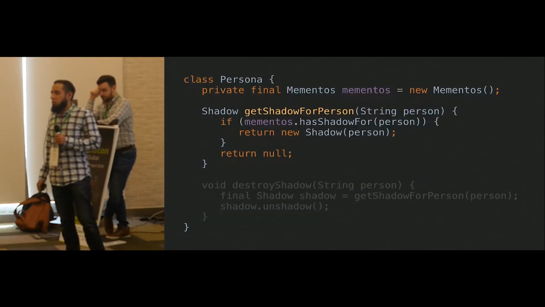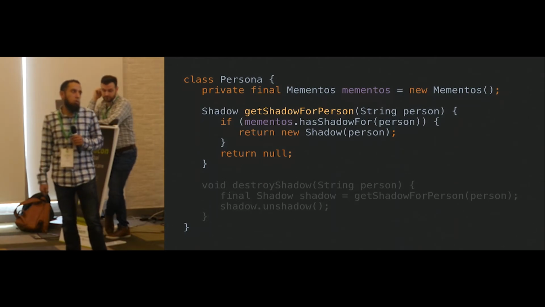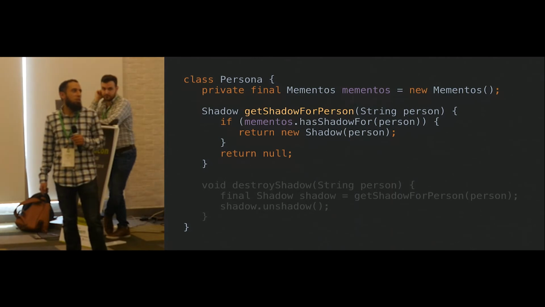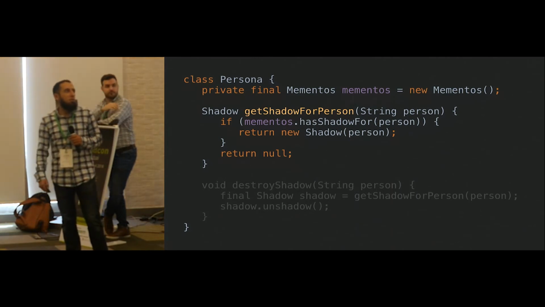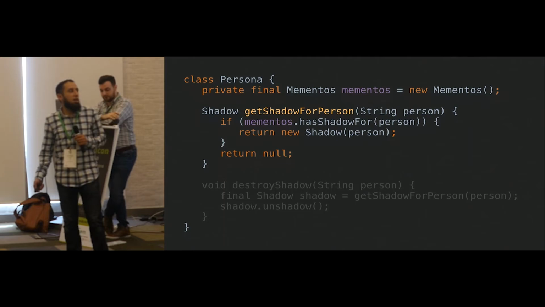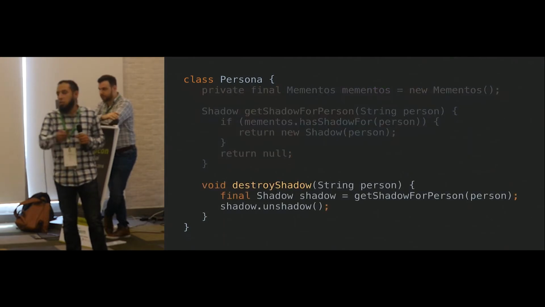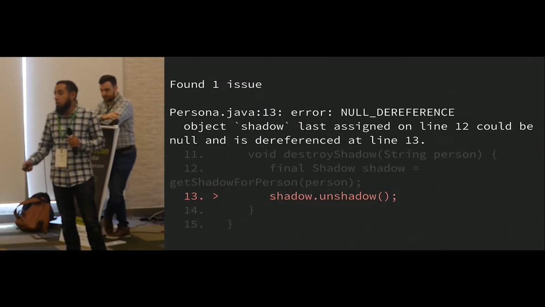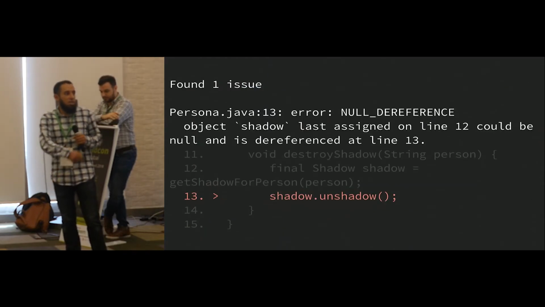One last tool I want to talk about is Infer. Infer is a tool by Facebook that does a bunch of stuff, including some null checking. So let's take an example. Here I have this method that may or may not return a shadow. It calls this method that either returns true or false. If it's true, it returns a new shadow, otherwise it won't. And then I call this code. I get the shadow and I call unShadow.